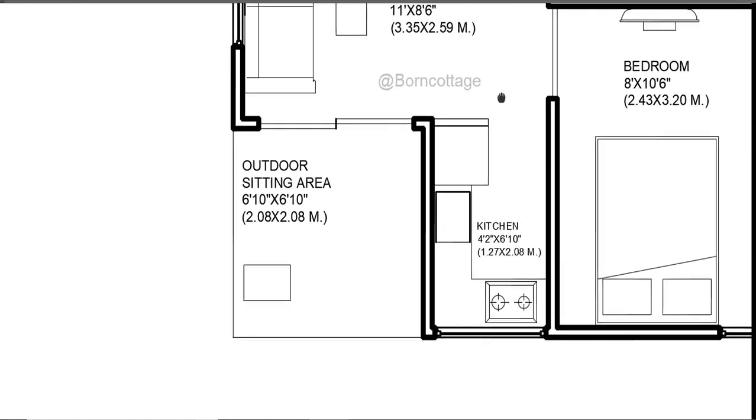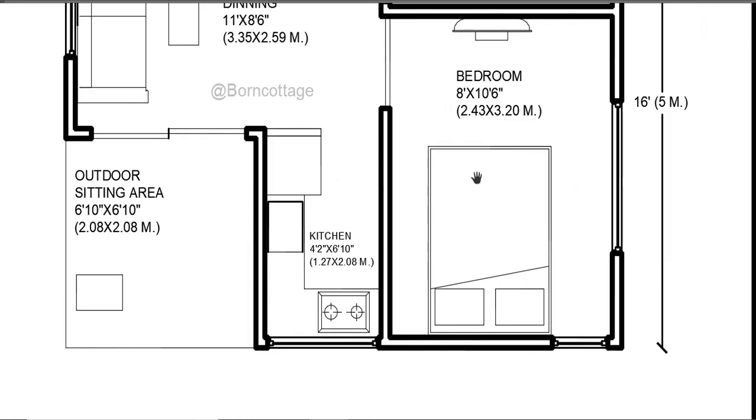After that we will go on right side. So we have bedroom here. The size of the bedroom is 8 feet into 10 feet 6 inches, in meter 2.43 into 3.20 meter. You can see here the bed arrangement, TV unit arrangement on the front wall, and we have a large size window for ventilation and light purpose.